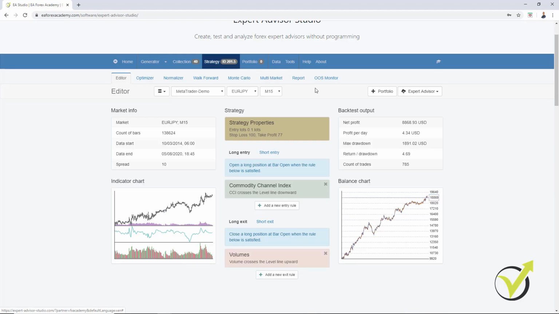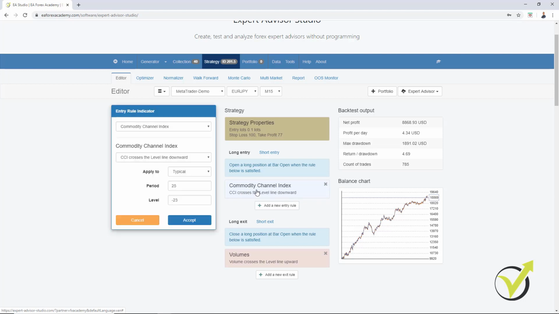Now, going back to the strategy, let's have a look at the entry indicator, which is the Commodity Channel Index. This is why I say it is a CCI indicator strategy, because the entry on the market happens when the CCI crosses the level line downward, and we have a period of 25 and a level of -23.